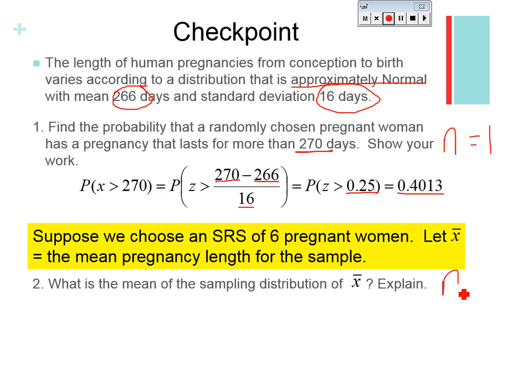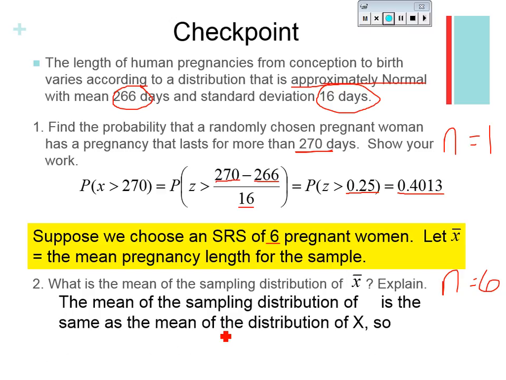So for this one, I would have n equals 6. What is the mean of the sampling distribution of X bar? So remember that regardless of what your sample size is, the mean will always stay the same. So if the population mean is 266, then the mean of the sampling distribution will also be 266.